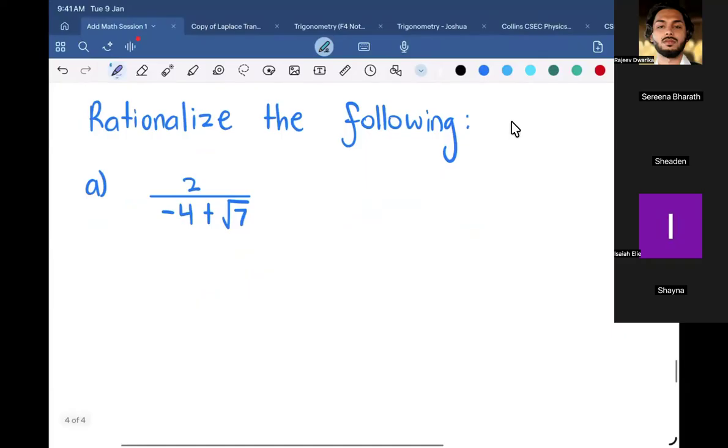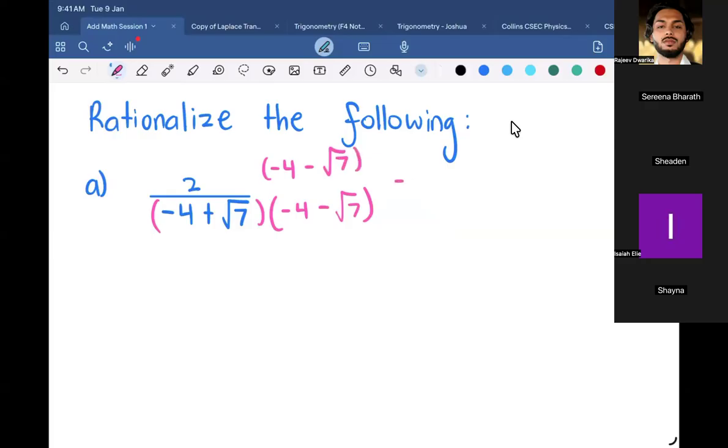Right. So Serena, let's begin. When we're rationalizing, we have to multiply by the what on top and what's on the bottom? That's right, the conjugate. What is the conjugate? If we have minus 4 plus root 7, what's the conjugate of that? It would be minus 4 minus root 7. So on top, we're going to multiply everything by 2. What is 2 by minus 4? Minus 8. 2 by minus root 7? Minus 2 root 7.